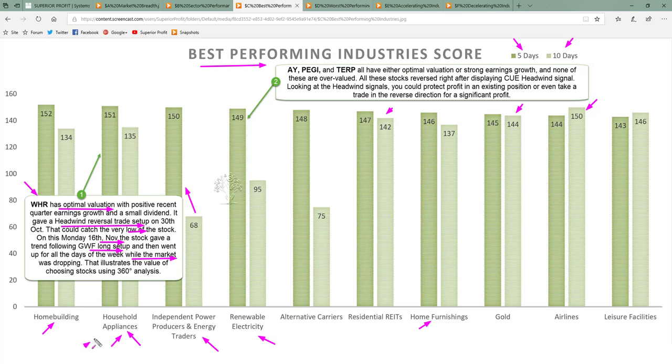Using the strength of the industry, the fundamental strength in terms of valuation and earnings growth, and the unique reversal signal, headwind followed by trend following setup on Q charts, you could take a profitable long trade while the market was dropping. By aligning forces from industry level, fundamental level and technical level, this illustrates the value of choosing stocks using 360 degrees analysis.